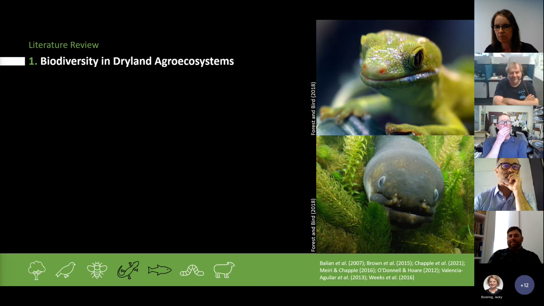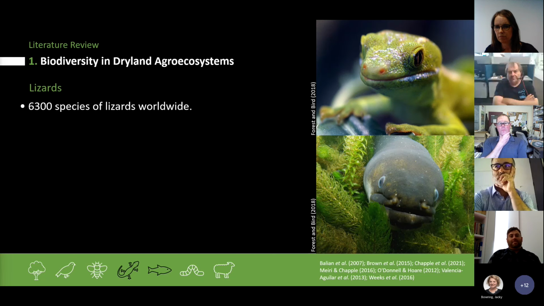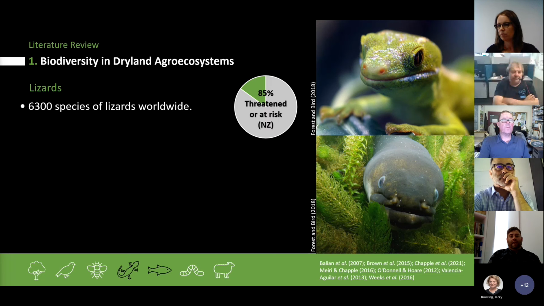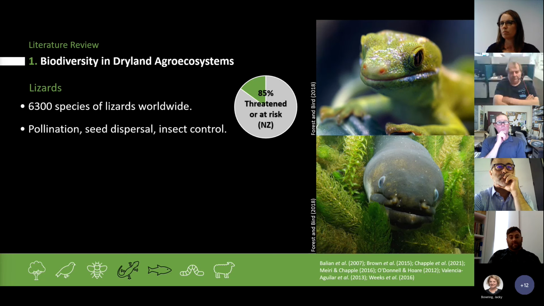If we move on to the next section, we looked at lizards. So there's about 6,300 species of lizards existing in the world today, and of those, relatively little is known about their conservation status. However, in New Zealand, 85% of lizard species are threatened or at risk. Like invertebrates, they're responsible for pollinating plants, as well as dispersing seeds across the landscape and controlling insect numbers.